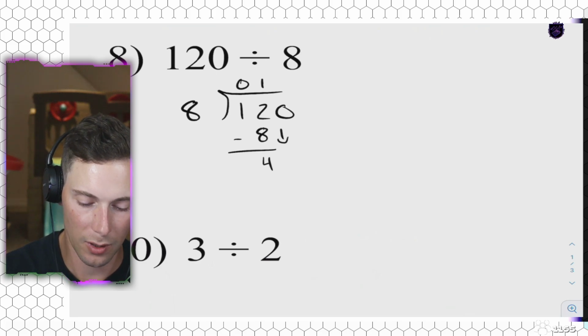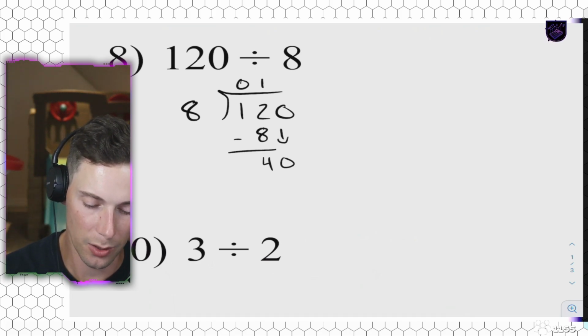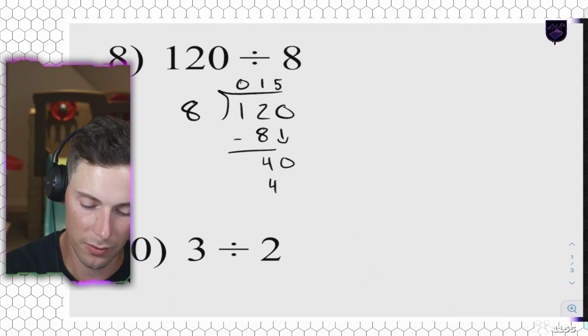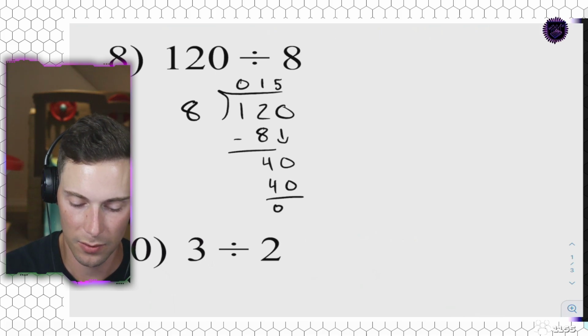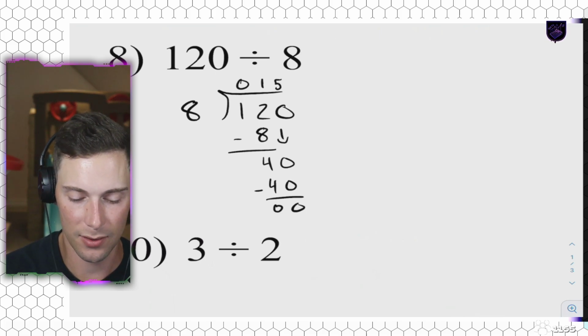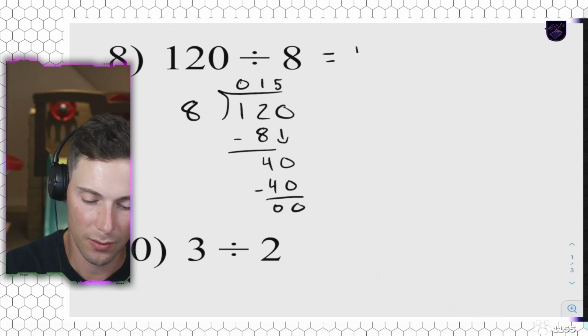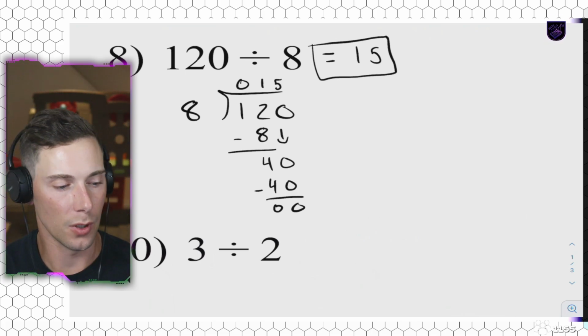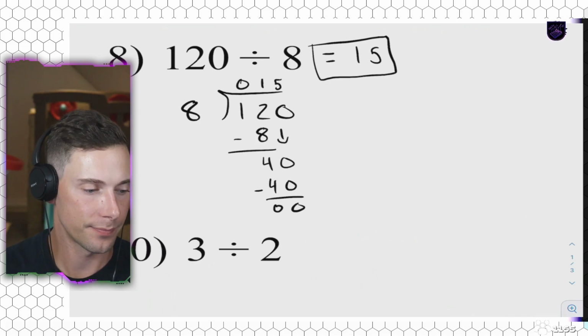Let's drop down our 0. Does 8 go into 40? Yes, it does. Exactly 5 times. 5 times 8 is 40. Do that subtraction. It is 0. Our answer is 15. Wonderful. Looking pretty good so far.